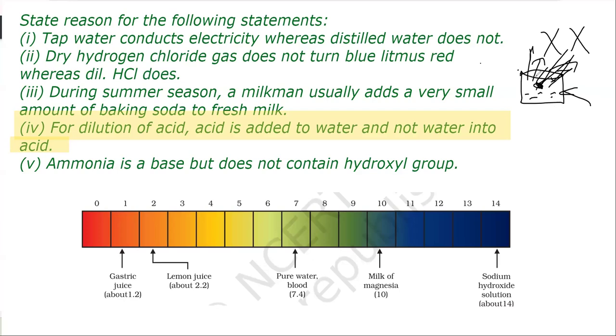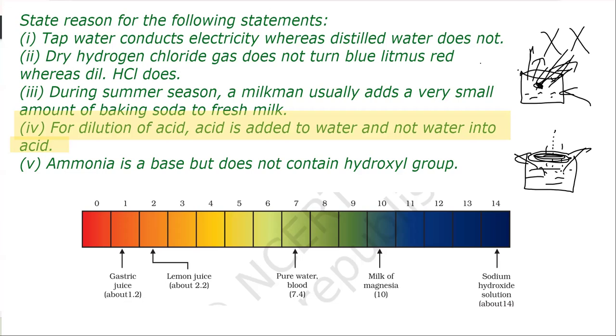That's why we should never add water to acid. Instead, first we should take a container full of water, and then add acid drop by drop, continuously stirring it so that whatever internal heat rises escapes out to the surroundings. So for the dilution of acid, we do not add water to acid. Instead, we add acid to water drop by drop.